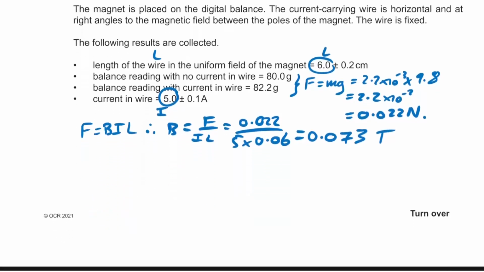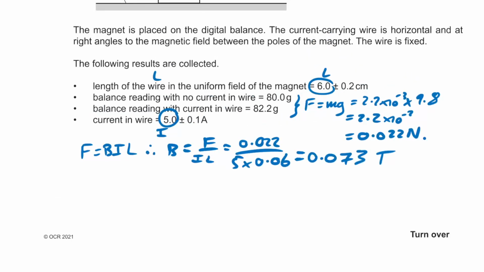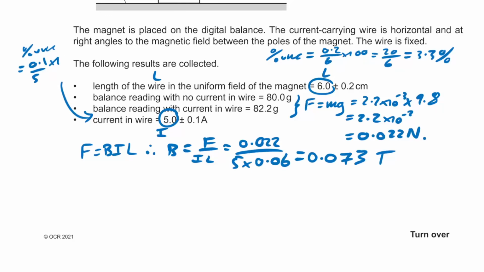Okay, the absolute uncertainty then, well, we need to find out the percentage uncertainty in all of these first of all. So the percentage uncertainty in the length is going to be 0.2 divided by 6 times 100, so in other words, 20 divided by 6, and that gives us 3.3%. And then what about in the current? Well, that's going to be 0.1 divided by 5 times 100, so in other words, 10 divided by 5. So that is 2% in our current, and we have 3.3% in our length.